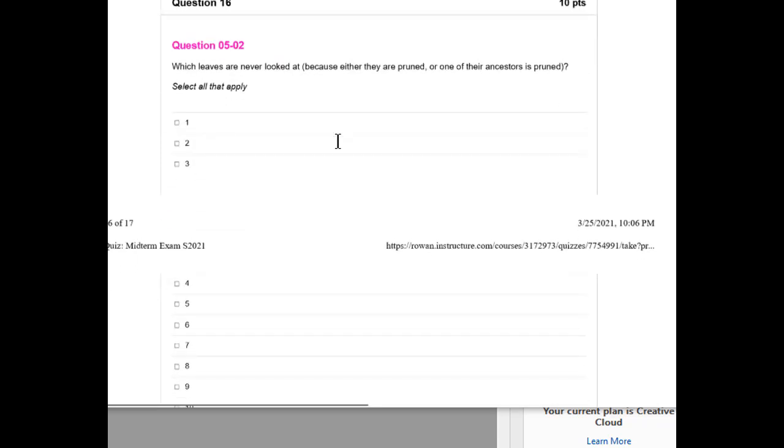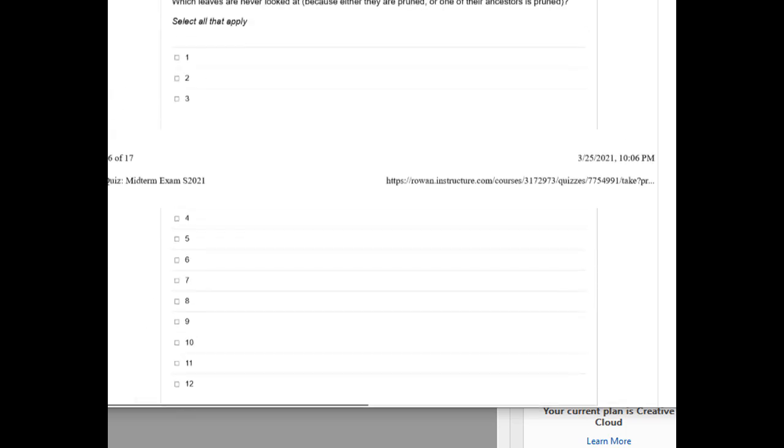And the next is, which leaves are never looked at because they're pruned or their ancestors are pruned? And we said that 3 was never looked at. Can I scroll this just a little bit more? I'm not doing a very good job here. Oh yeah, there you go. The 3 is in there. So 3 is not looked at, and neither is 11 or 2, we said. And also, now I don't remember, I need to look. We said 6 and 8, yes. So we'll cross off 8 and 6.